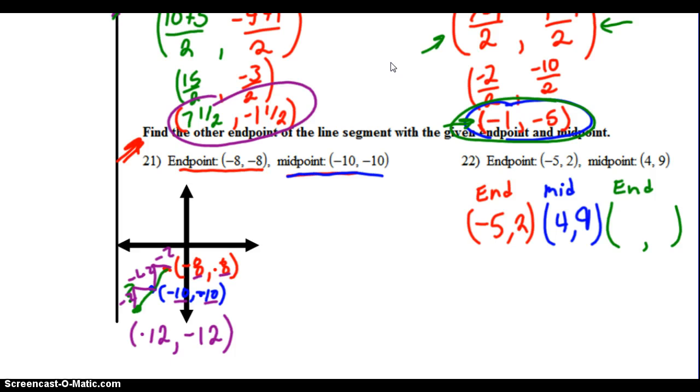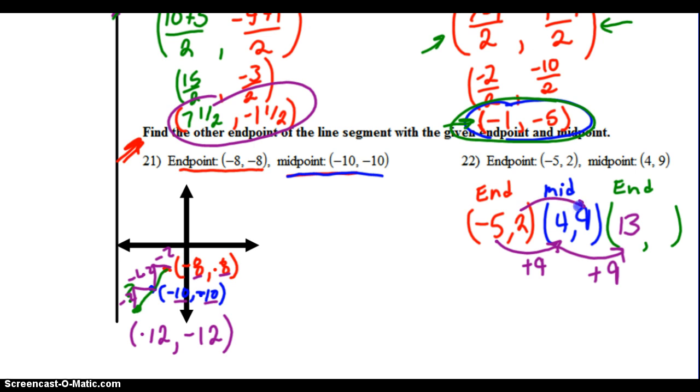So let's take a look at 22. So we know that one endpoint is -5 and the midpoint is at 4. So from -5 to 4, we've increased by 9. 4 minus -5, yeah, 9. And so that's from one endpoint to the midpoint. So to get from the midpoint to the next endpoint, we would need to add another 9. So 4 plus 9 gives me 13.